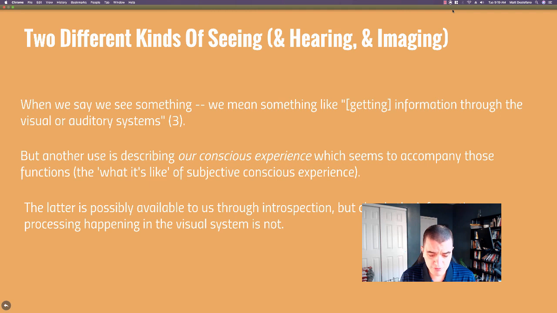Our subjective conscious experience is available to us through introspection. That's how I was able to tell you I'm seeing a blue light, right? I sort of introspected and asked, what sorts of features am I visually aware of in my environment? A blue light. But I can't be consciously aware of the light in my retina, or of V1 and V2 levels of the visual system, what's going on in terms of processing. I'm not aware of that. I don't have conscious access to it.